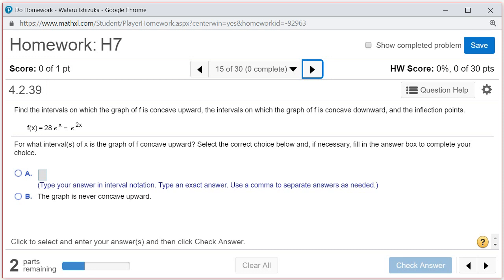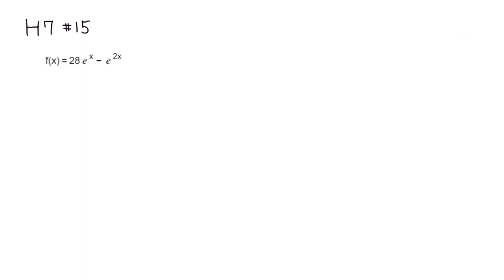All right, let's look at homework 7, problem number 15. We want to find the interval on which the graph is concave upward and also concave downward, and the inflection points. All right, so let's do that. Since we need to discuss concavity, we have to take two derivatives.